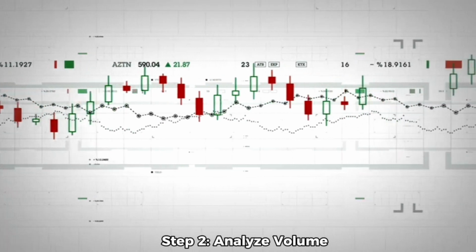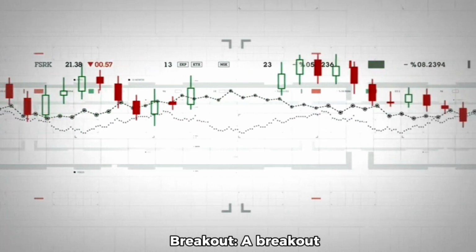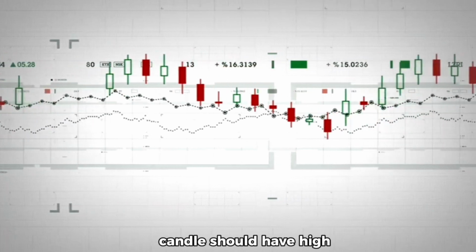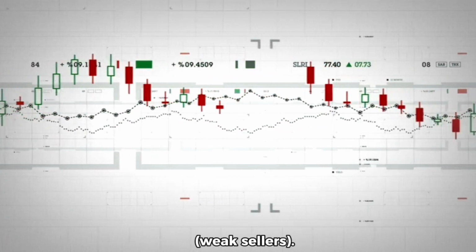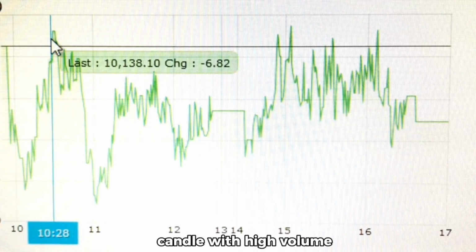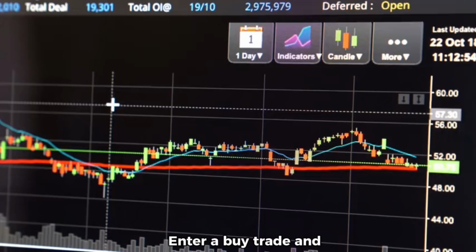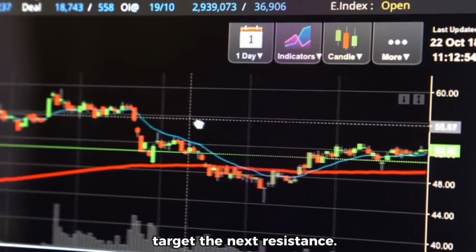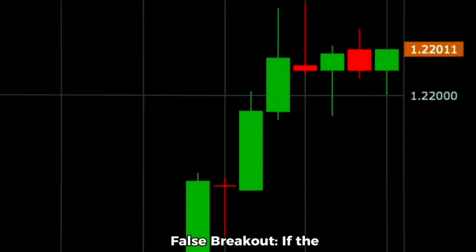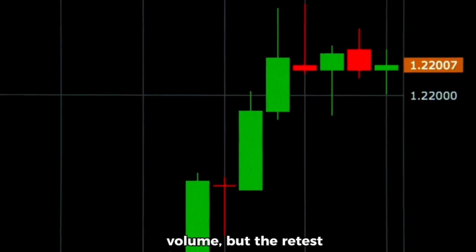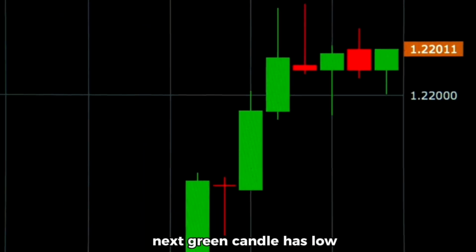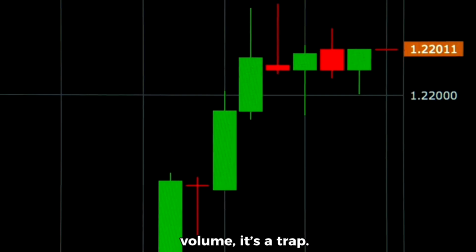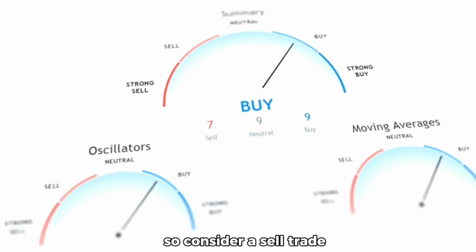Step 2. Analyze volume for breakouts. Real breakout. A breakout candle should have high volume, followed by a retest with low volume, weak sellers. Then, a strong green candle with high volume confirms the breakout. Enter a buy trade and target the next resistance. False breakout. If the breakout candle has high volume, but the retest candle also has high volume, strong sellers, and the next green candle has low volume, it's a trap. Sellers are dominating, so consider a sell trade when the price breaks below a swing low.